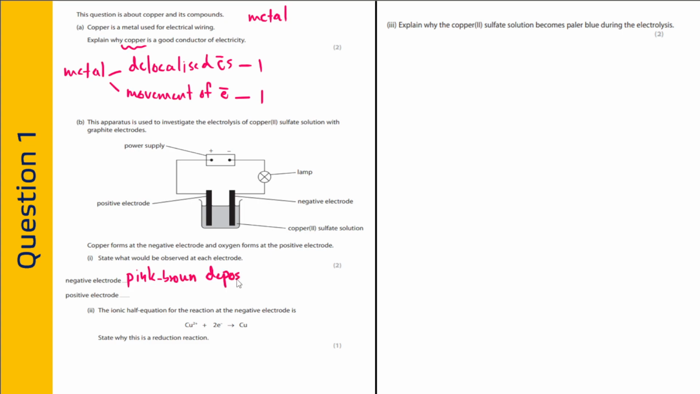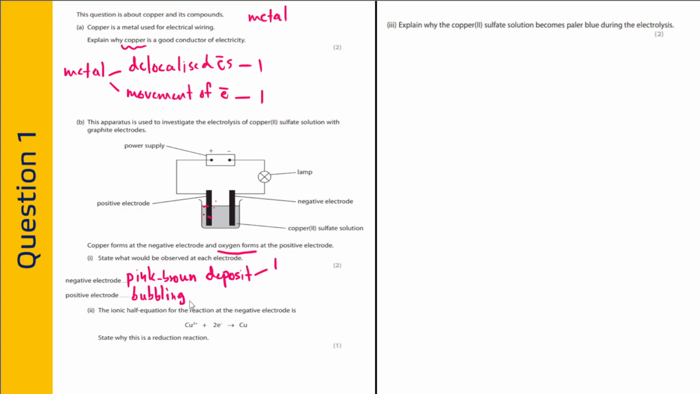If you write down the half equation, you're not going to get any marks, okay? Alright, so at the positive electrode, since oxygen gas is being formed, you would see bubbles of oxygen gas. So you can add here that you can see bubbling occurring.